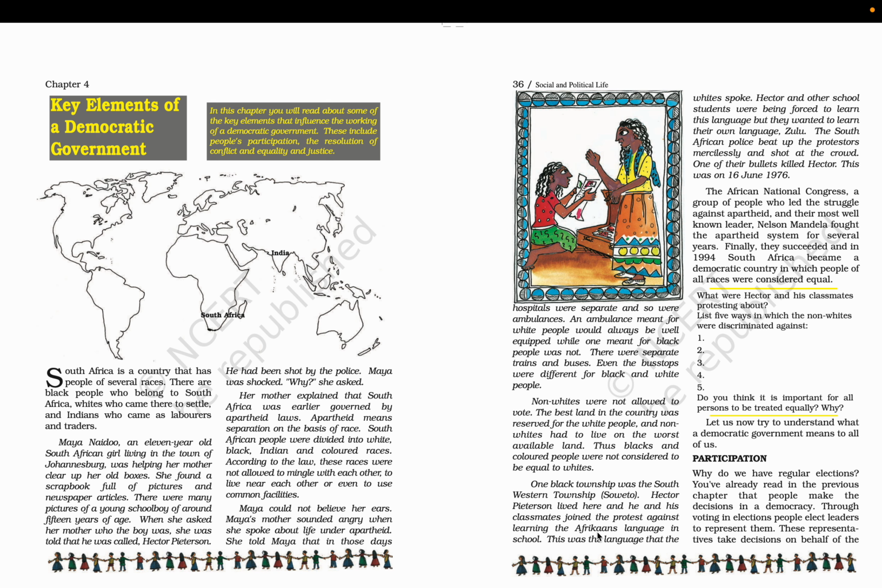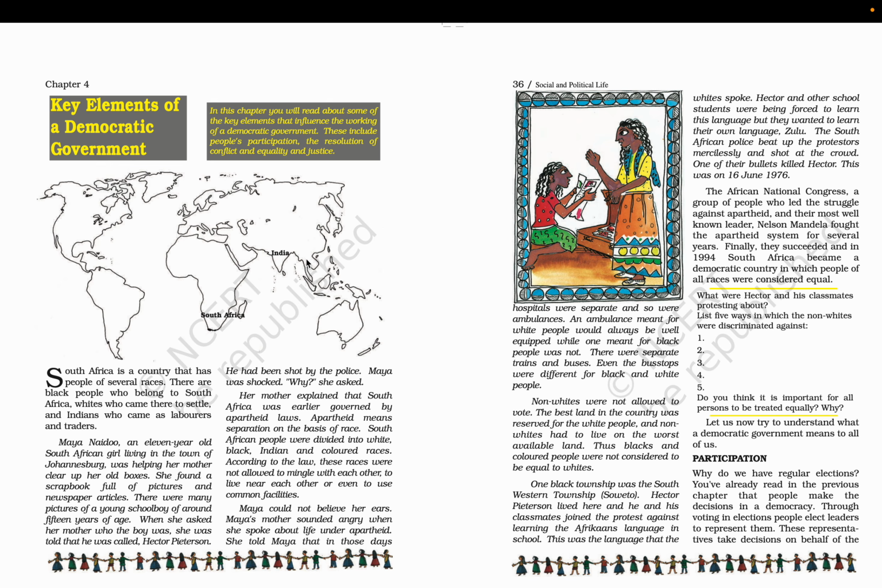So this is class 6th NCERT chapter 4, key elements of a democratic government. In this chapter you will read about some of the key elements that influence the working of a democratic government. These include people's participation, the resolution of conflict and equality and justice.